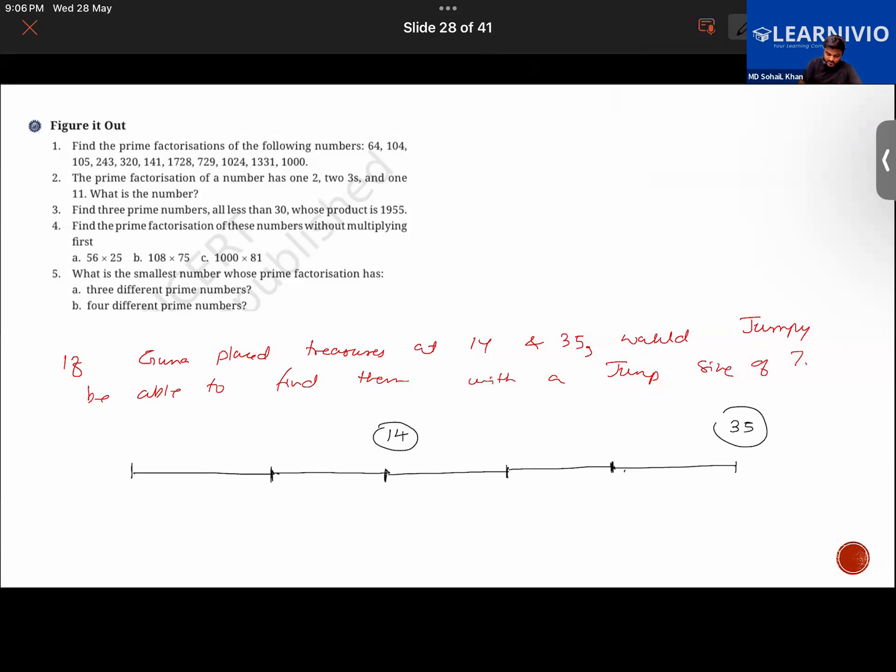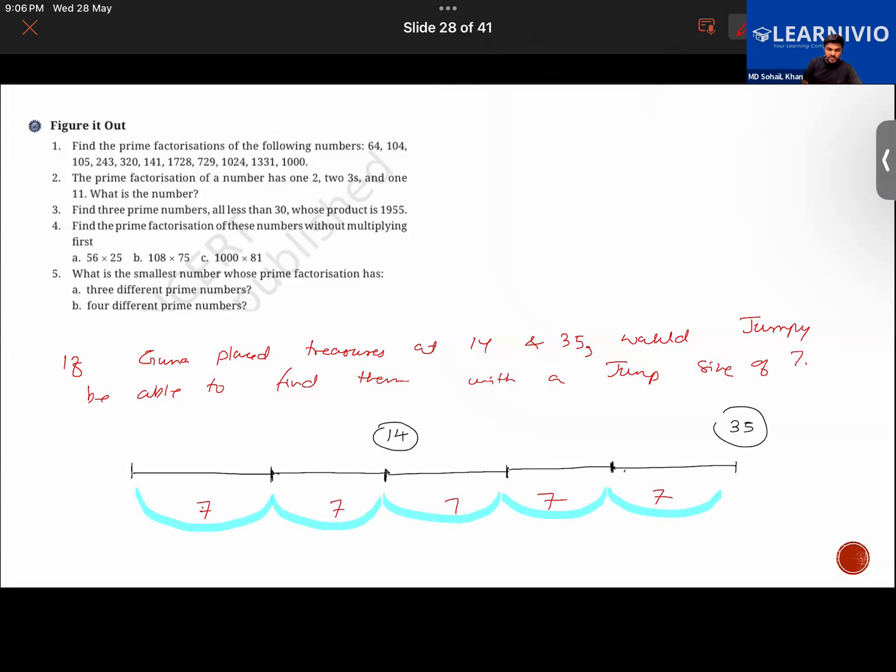Suppose Jumpy is taking a jump size of 7. One jump is equal to 7. Two jumps are 14, three jumps are 21, four jumps are 28, and five jumps are 35. Each jump here is equal to the number 7.